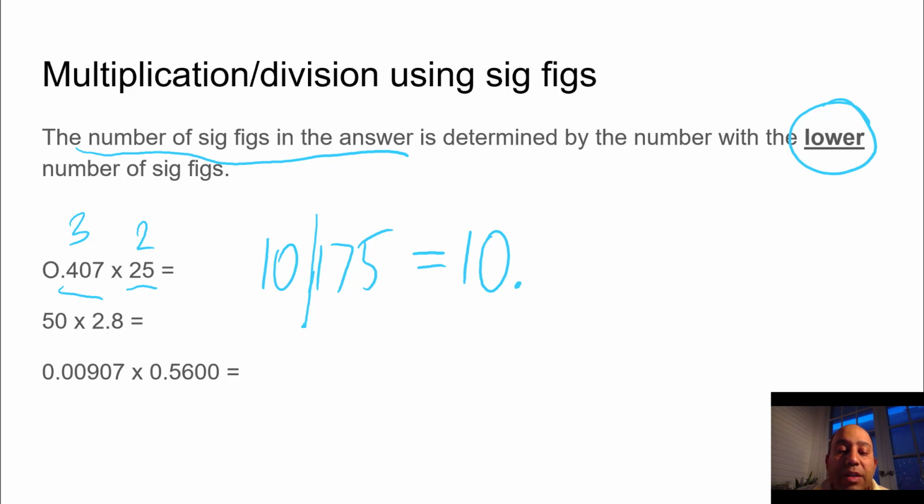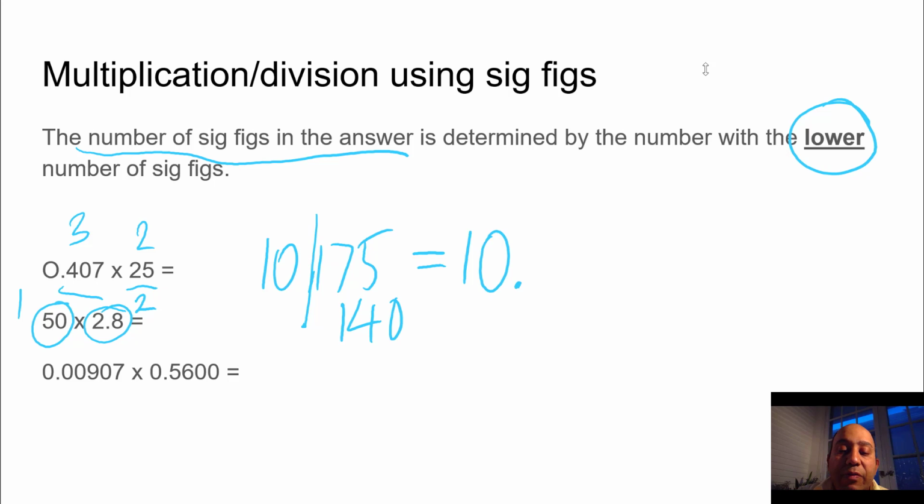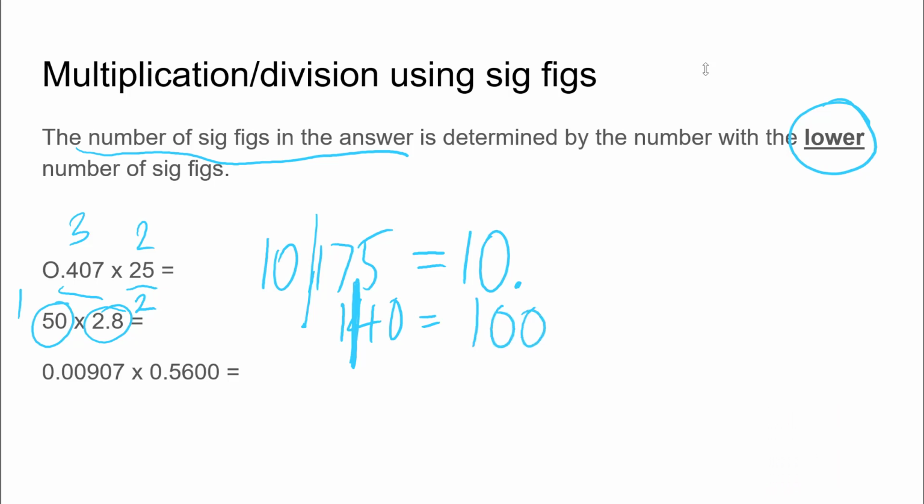Similarly, with 50 times 2.8, we notice that 50 only has 1 significant figure, and 2.8 has 2. So our answer has to have 1 significant figure. 50 times 2.8, and you see it's 140. We write the number 140 down, but we only have 1 significant figure, and the 4 keeps the 1 the same, so the answer is 100. Notice that it's 1 significant figure written this way. Okay, here's the third one, and I'll let you try that on your own and see if you get it right.